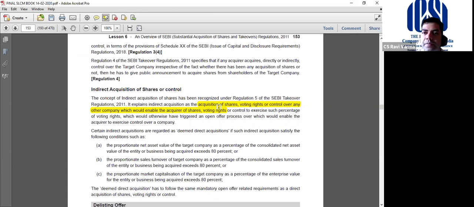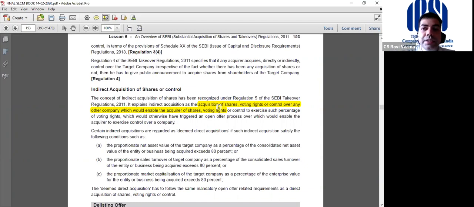You are perfectly right, because now I am acquiring an unlisted company. The target company is not listed, so SEBI takeover regulation will not be applicable. But in this situation, what will happen? I am making an acquisition of an unlisted company, which is the holding company of a listed entity. Once I acquire the unlisted company, I will also have the listed company in my hand, because the listed company is my subsidiary.